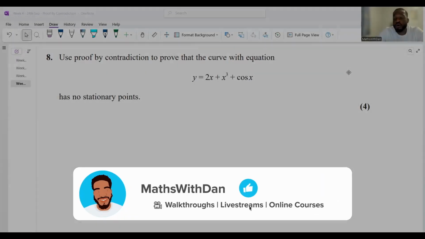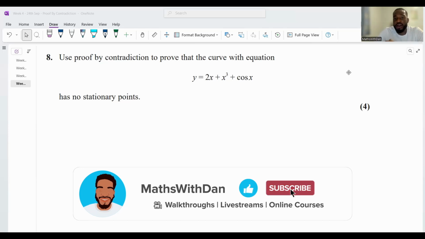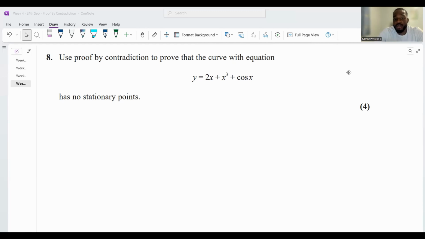It says use proof by contradiction to prove that the curve of equation y equals 2x plus x cubed plus cos x has no stationary points, for 4 marks. Remember, we are always starting with an assumption, right? We want to assume the negation of this statement. Can somebody tell me what the negation of the statement would be?